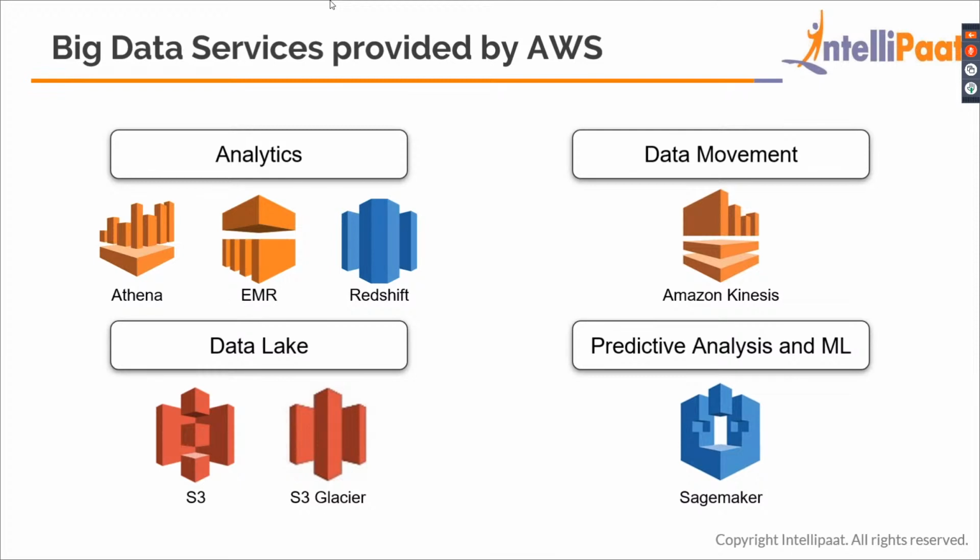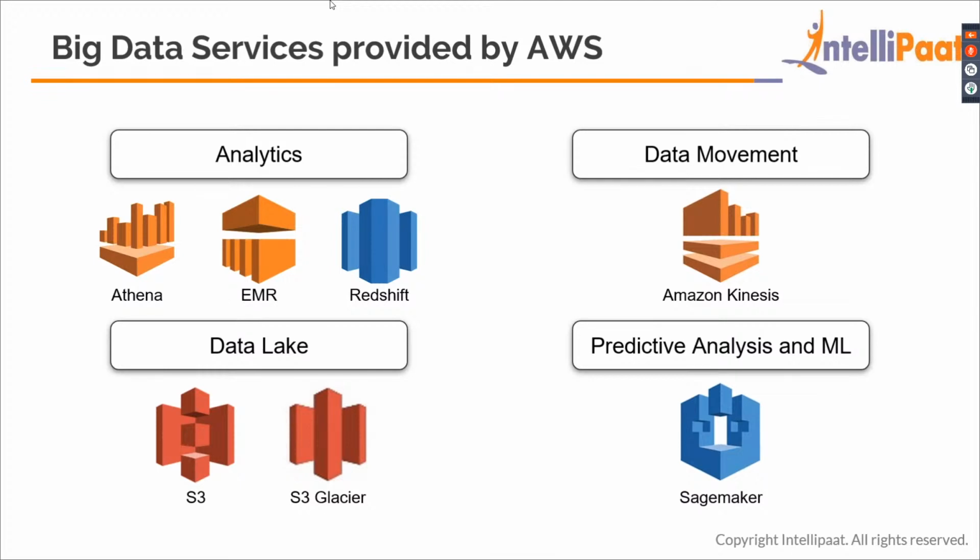To do that, we have a lot of services. In the local system, or in an on-premise setup, we can configure using the Hadoop tools, using all the software provided by the Hadoop ecosystem. Instead, if you don't want to use that, you can go with the cloud. In the cloud, there is Azure, there is GCP, and also AWS. As we are looking into AWS, first let's look at the services provided by AWS. There are 4 divisions in big data services provided by AWS. One is analytics, one is data movement, one is data lake, and finally, predictive analysis and machine learning.